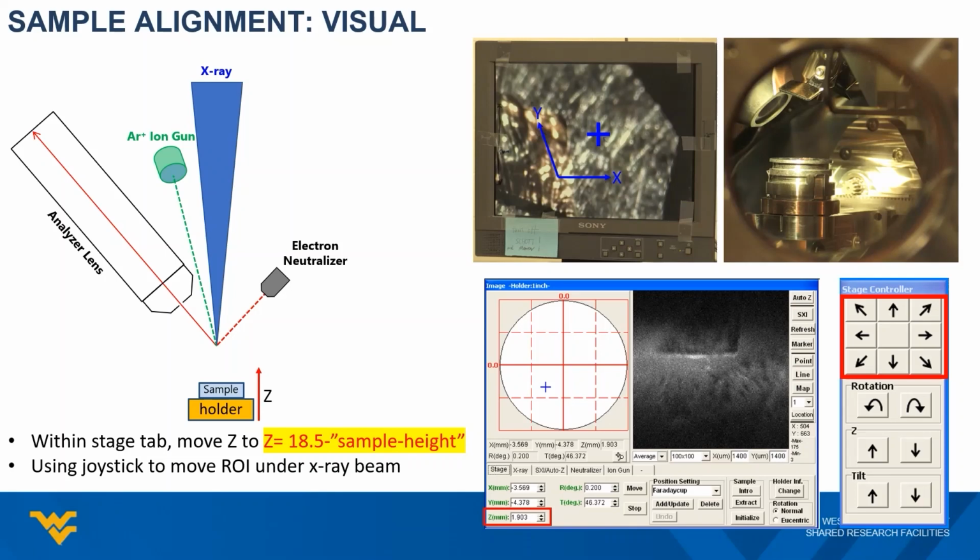Now we are ready to align the sample. So here is a simplified sketch to show all the key components of the system again. The X-ray source, the electron neutralizer, the argon ion gun, and the focus of the analyzer lens are all aligned to a single point on this focal plane. So the basic idea about the sample alignment is just to move your sample to that focal plane and put the region of interest to that focal point.